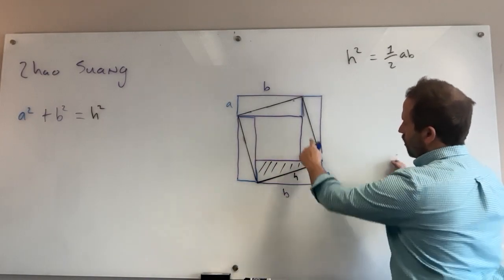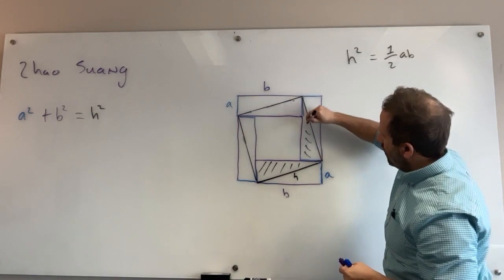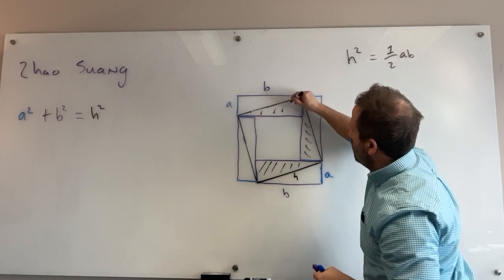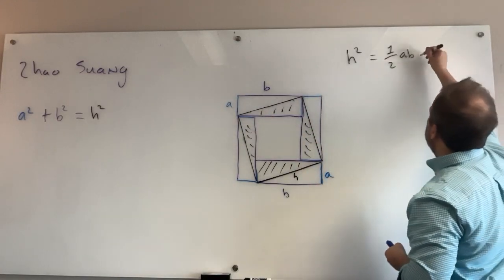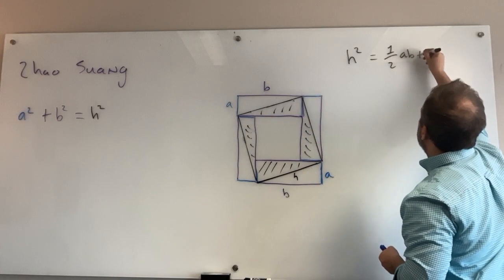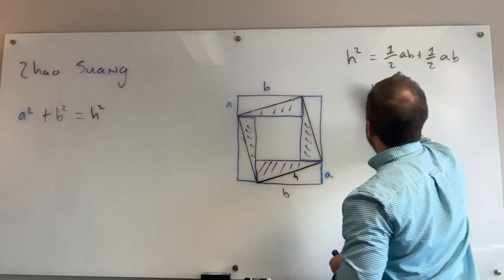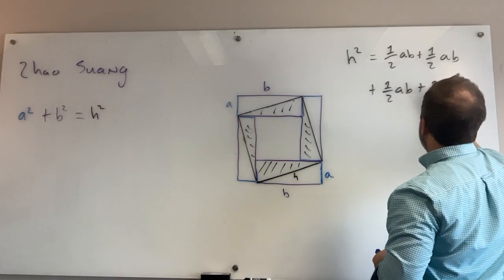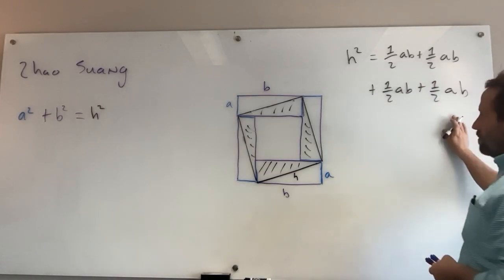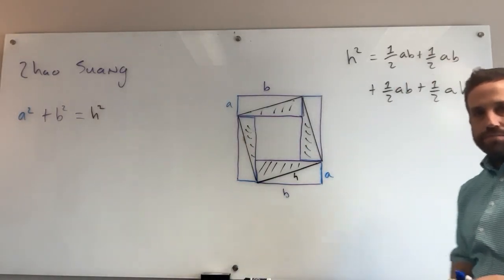Now what about this right here? Well, the area of this triangle is the area of that triangle, which is 1/2 AB. And so we see this one, and this one. The areas are all going to be 1/2 AB. So it's going to be 1/2 AB plus 1/2 AB plus 1/2 AB plus 1/2 AB. That's the triangles that I just marked out there.